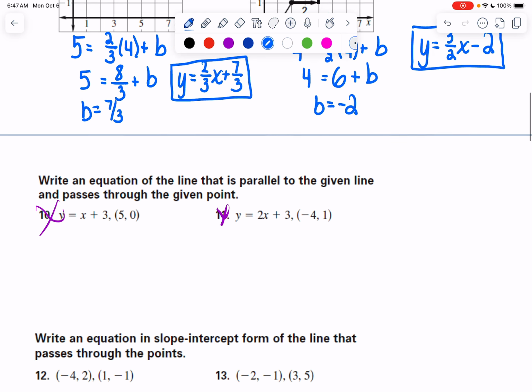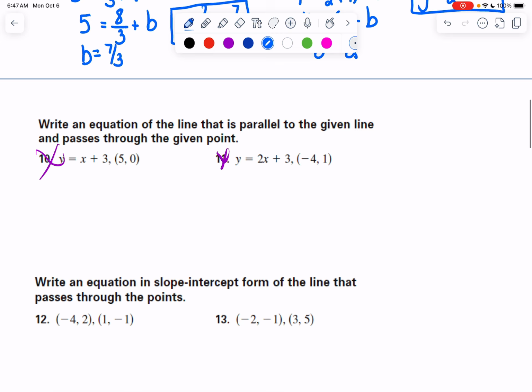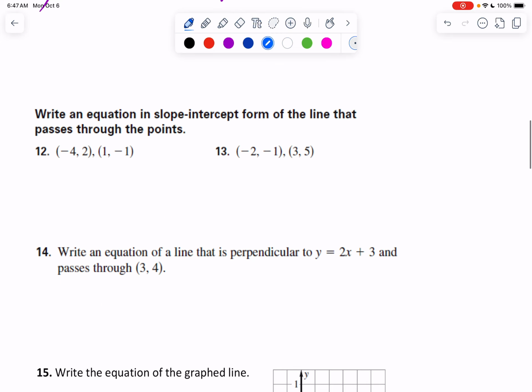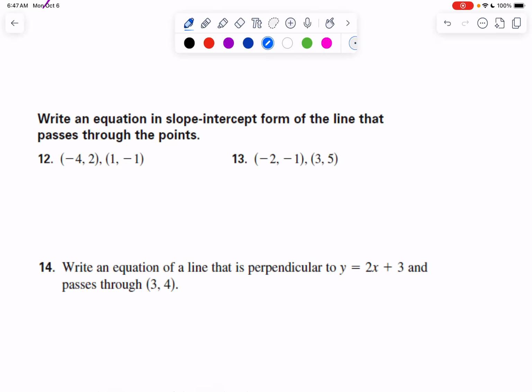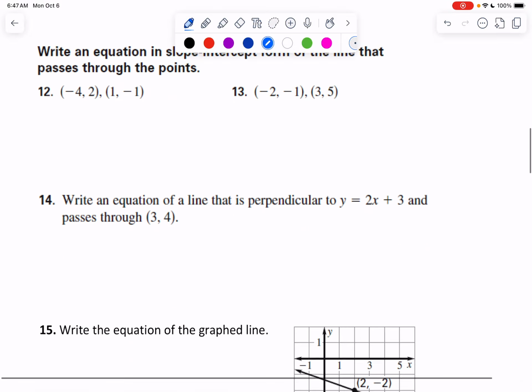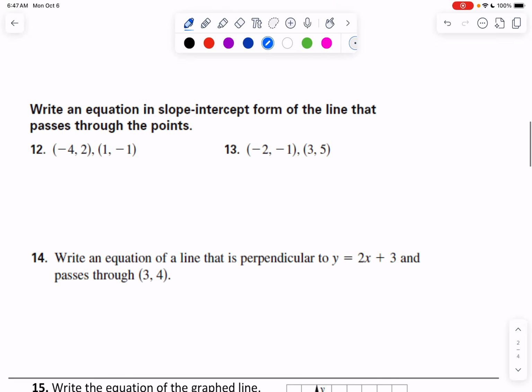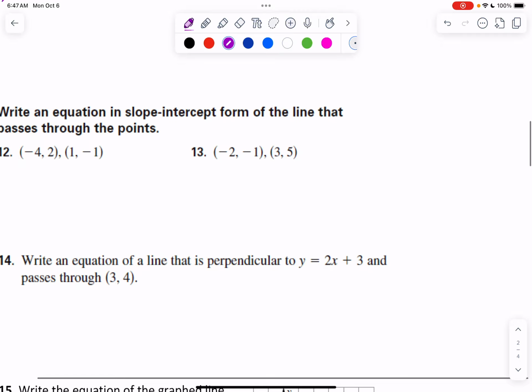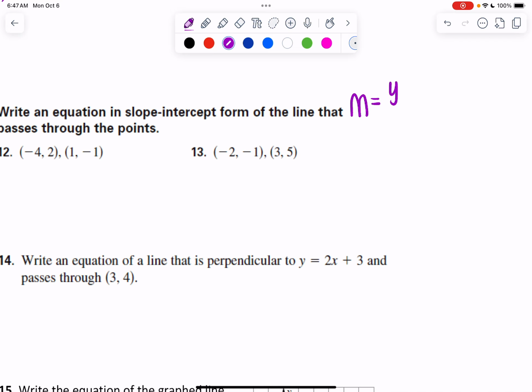So that's the front page. I'm going to skip over 10 and 11 because that's what we're actually going to do tomorrow. But this next part says write an equation in slope-intercept form for the line. So in this case, we actually do need the slope. The only difference is you're going to do the difference in y, so y2 minus y1 divided by x2 minus x1.